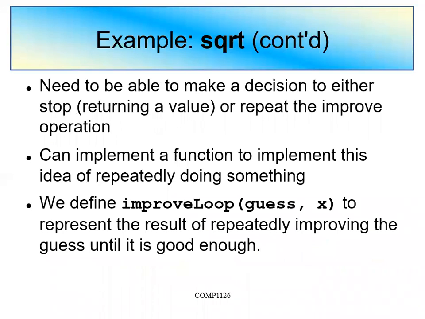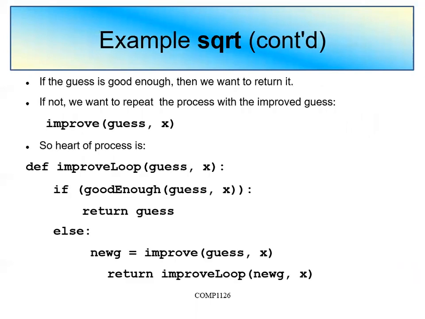The other part of this problem is that we need to make a decision either to stop and return the value or repeat the improve operation. So we need to figure out what we need to do there. We can implement a function to implement this idea of repeatedly doing something. We define improve loop guess x to represent the result of repeatedly improving the guess until it is good enough. So here, we can do it like that.